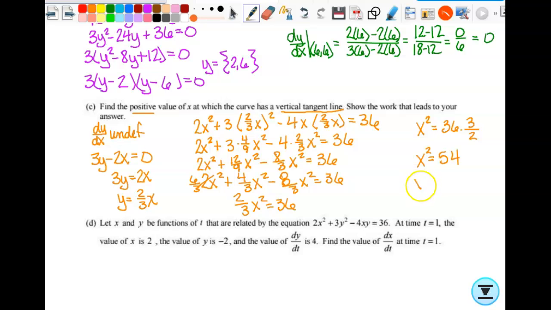So that means x is, what do we have to do every time we take a square root? Plus or minus the square root of 54, but what did this say? Positive value, so in the end, x really just equals the square root of 54. And you don't have to simplify it, but it is 3 square root of 6 if you wanted to do that.